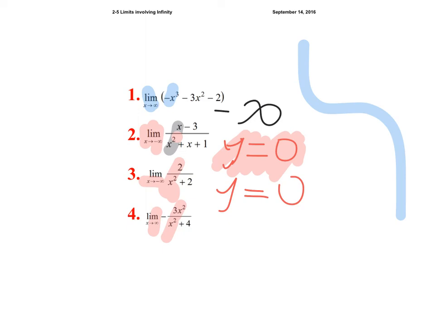Y = -3. And the perpetrator for the negative is that sign right there. Because of this, you got y = -3.